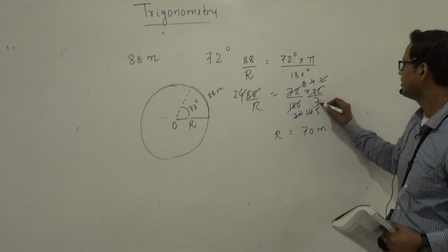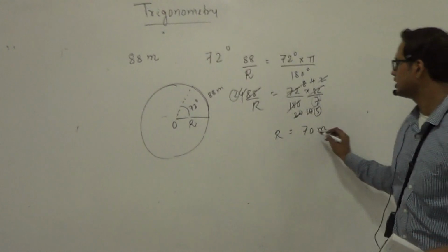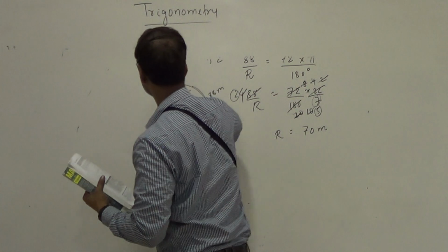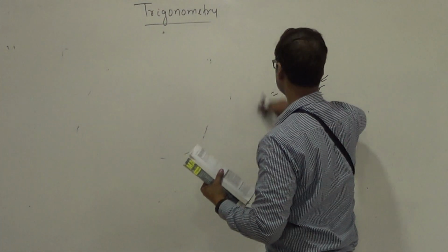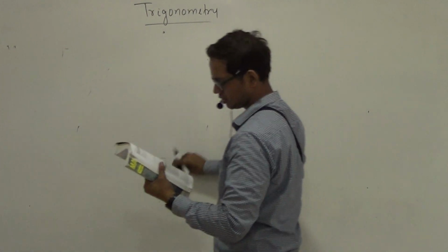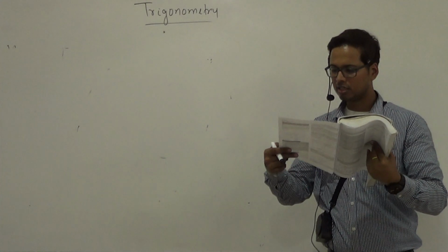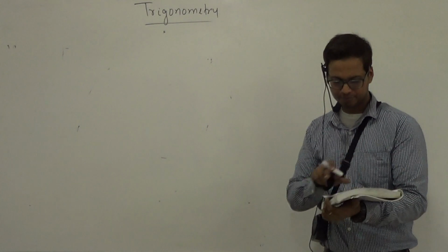So there will be 7, 5 and 2 left over here, so it is 70 meters. Moving on, next question. Listen to this question very, very carefully.